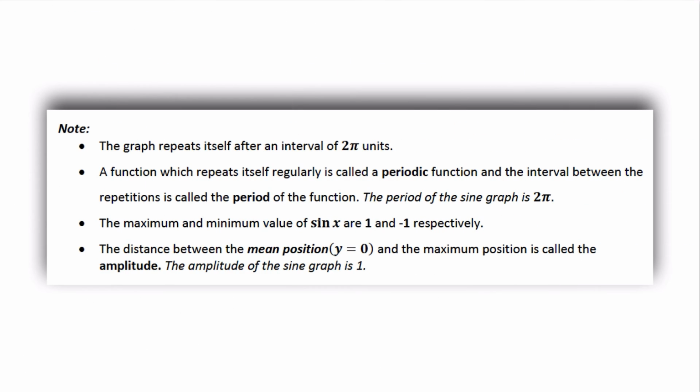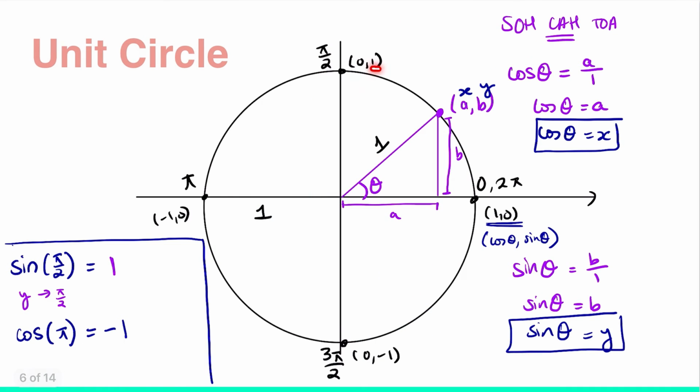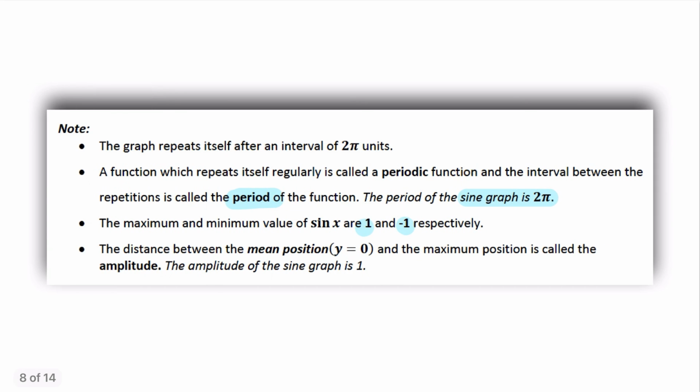What we call this is the period of the function. So the period of a sine graph is 2 pi because it's going to repeat every 2 pi. The maximum and minimum values are 1 and -1. The reason for that is that in the unit circle, the maximum value is 1 and -1. But you could imagine if I'm using a circle that's got a radius of 2, then the maximum and minimum will become 2 and -2.